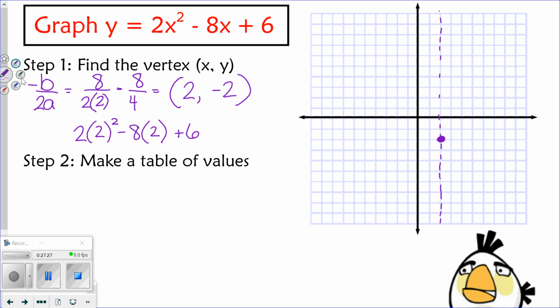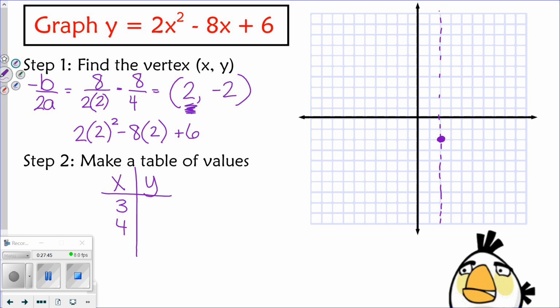So now I have to make a table. Since my x value is a 2, for the numbers I put in for x, what's the very next number after 2? And then 4.